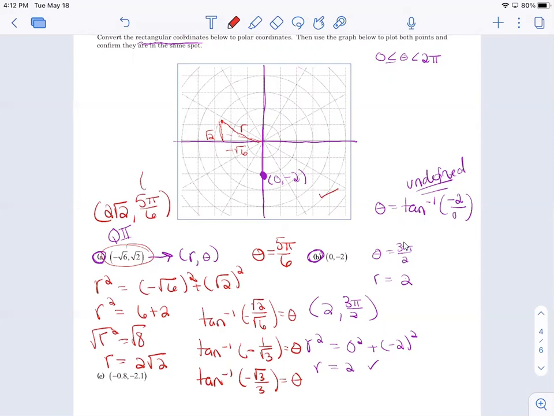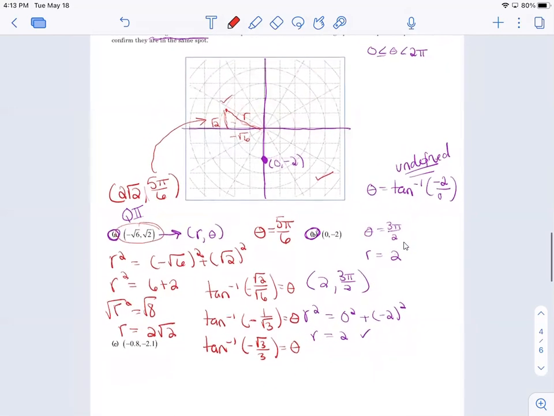And if you were to try to plot that, I'd go to my angle first and then go out 2 root 2, and I will end up in the same location. That's key. So when you do these conversions between rectangular and polar, make sure you end up where you started.